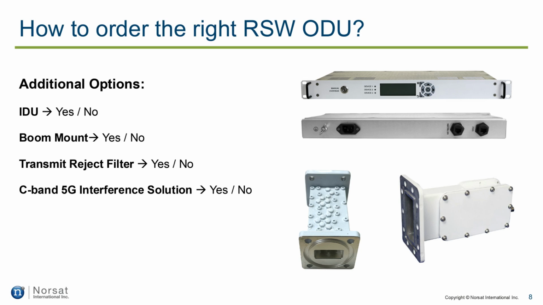C-band 5G interference solution mitigates potential disruptions from 5G networks operating in C-band frequencies. Each yes/no selection impacts performance and compatibility. Consult our guidelines to match your operational environment.